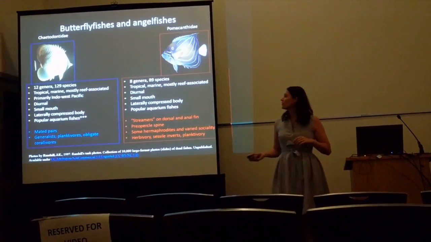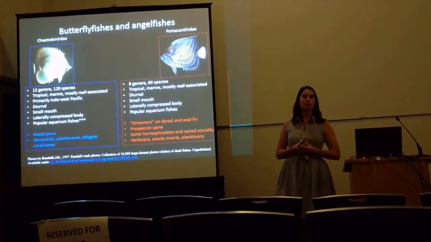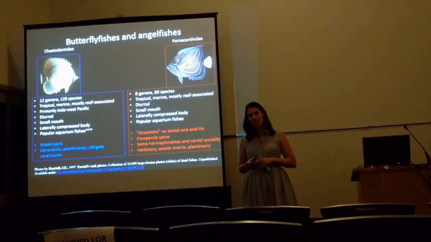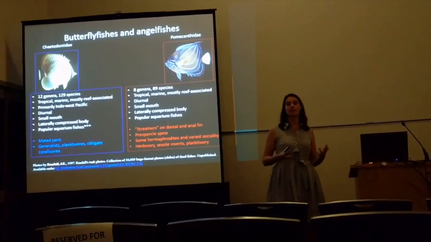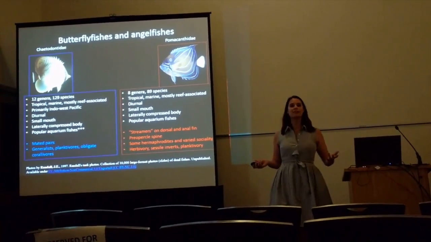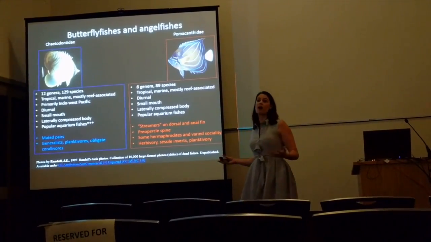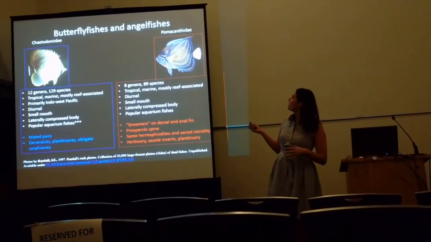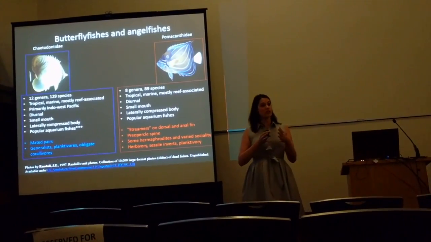So without further ado, I'd like to introduce the Chaetodontidae and Pomacanthidae. Angelfishes and butterflyfishes are two of the most conspicuous, ecologically important, and well-studied families on tropical coral reefs. At first glance, there are a lot of similarities between these two families. They're brightly colored, often patterned. They have a terminal jaw, and also lateral compression of the body.